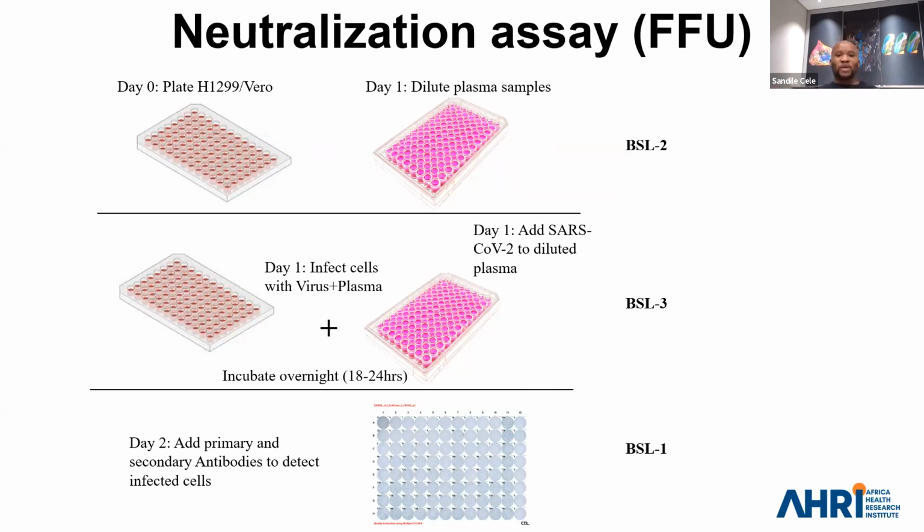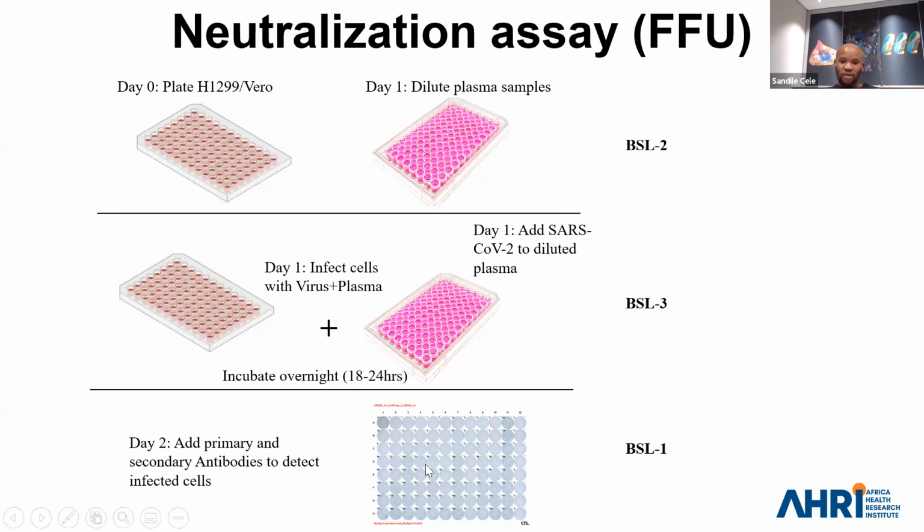Okay. So 24 hours post infection, we add the primary and the secondary antibody. This is to detect the infected cells. I'm just summarizing this. It's usually for each step, it takes about 4 to about 6 hours, and the whole experiment is done over 3 days.